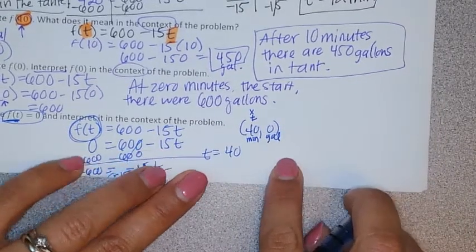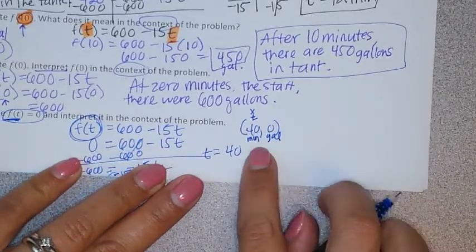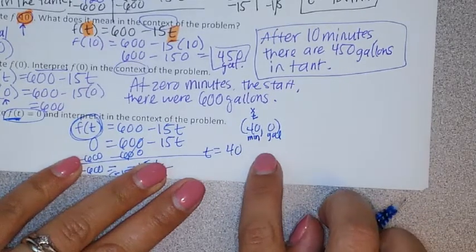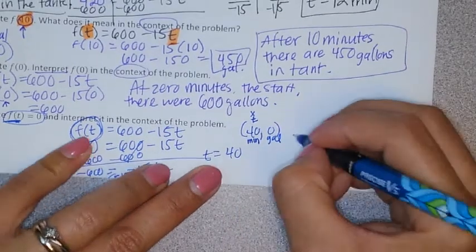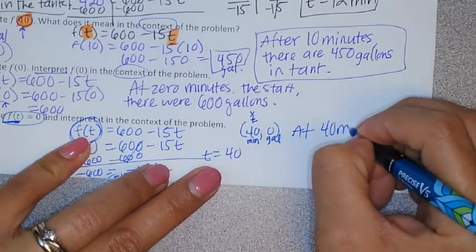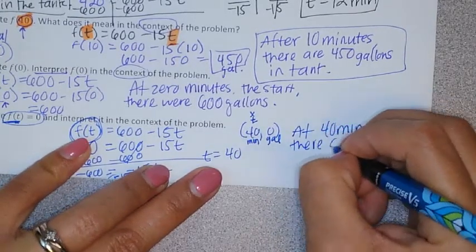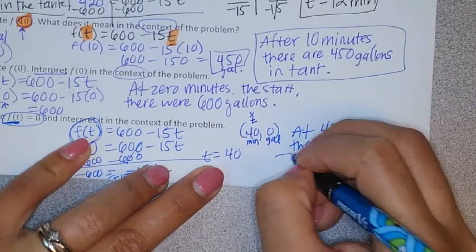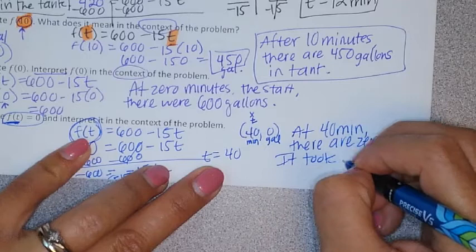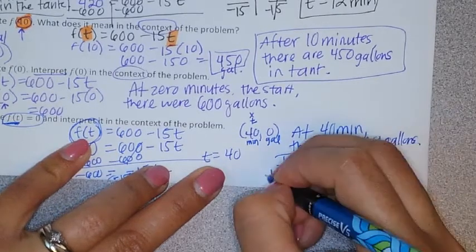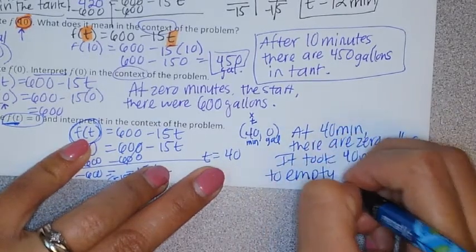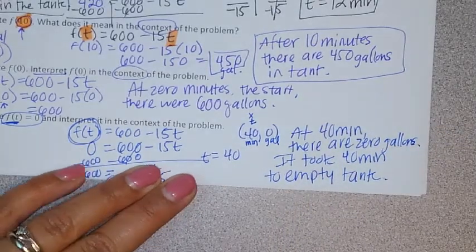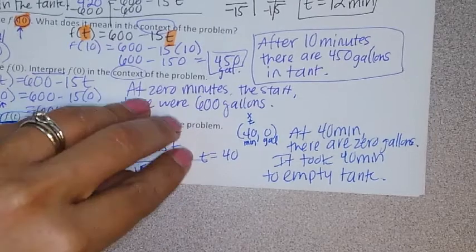So as a sentence, you can say at 40 minutes there are 0 gallons in the tank. Or you can say it took 40 minutes to empty the tank. So either of those would be acceptable, or both of those would be acceptable. Alright, so we're done with that problem.